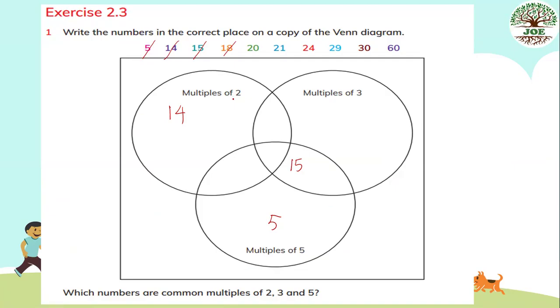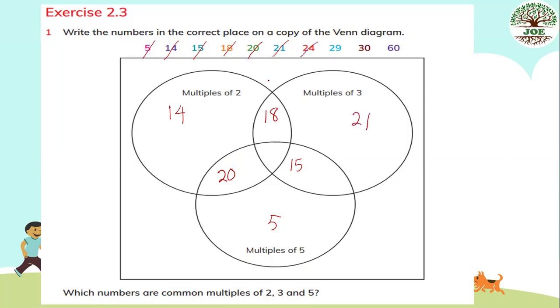So we have to write between 2 and 3, between them. It is 18 is here. 20. 20 is even, so 2 and 5, not 3. So 20 must be here. And 21. 21 is a multiple of 3 only, not 2, not 5. So 21 must be here.